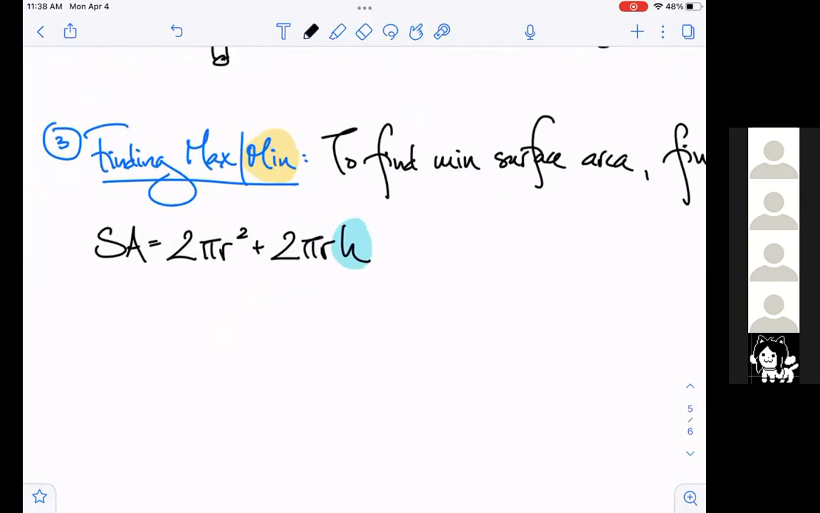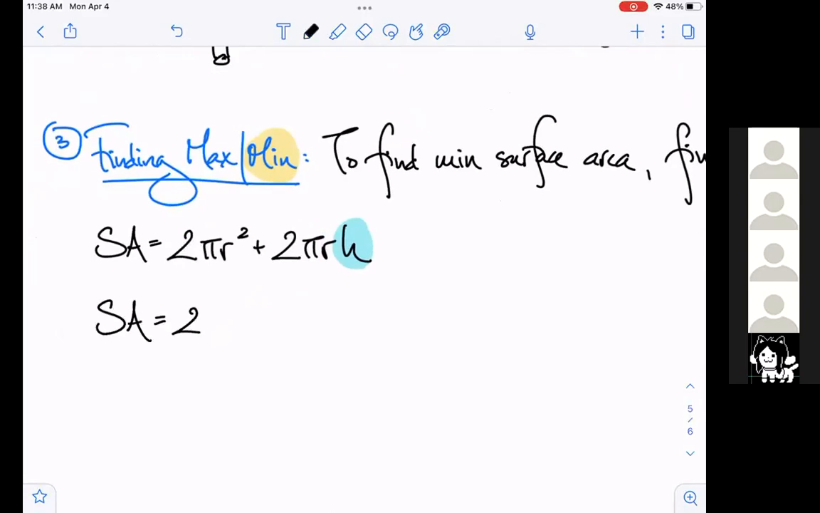All right, so let's make that substitution. Surface area equals 2 pi r squared plus 2 pi r times 1,000 over pi r squared. Well, that looks pretty gross. I probably would want to see if I could clean this up a little bit before I take some derivatives.